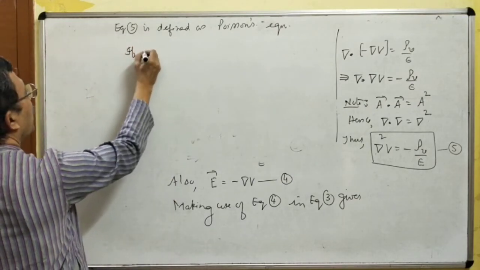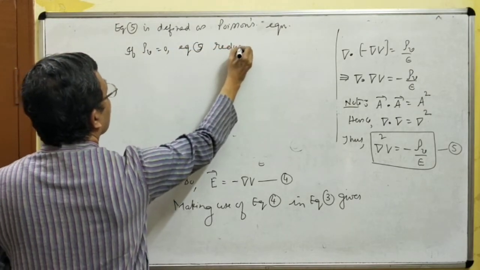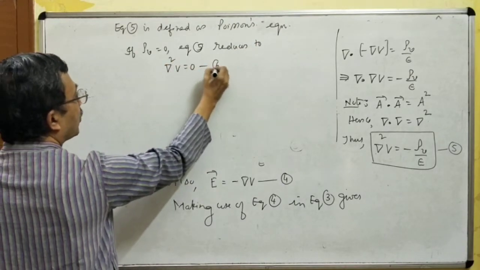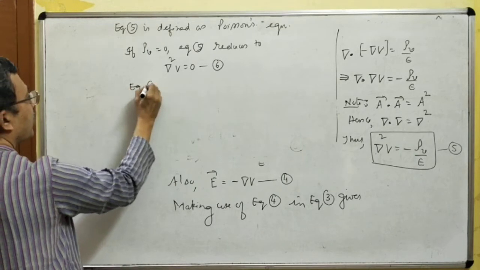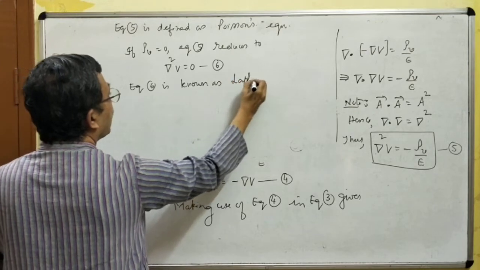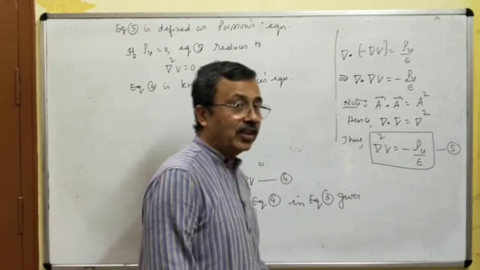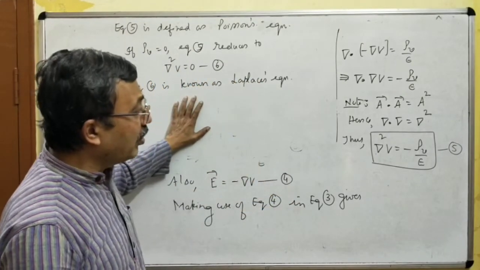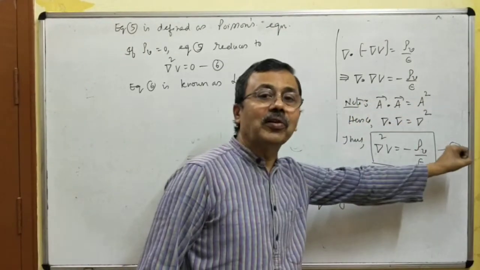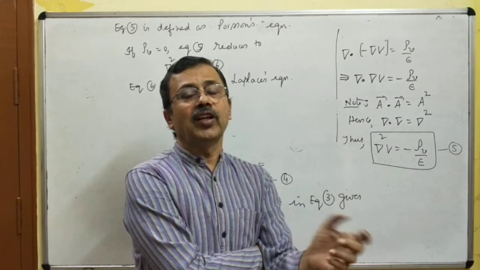If rho V equal to 0, equation 5 reduces to del square V equal to 0. Equation 6 is known as Laplace's equation. Laplace's equation is a special case of Poisson's equation. That means Laplace's equation is applied for a charge-free region, where rho V equal to 0. So Laplace's equation is used for finding potential distribution in a charge-free region.